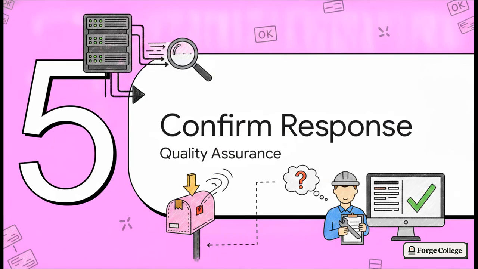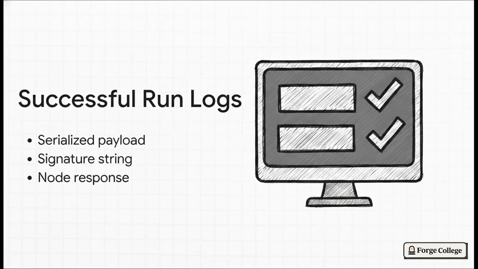Let's look at Section 5, confirming the network response. A little quality assurance. Because a good engineer never just drops a package in the mail and walks away, right? So let's check our server logs. In a successful run, your logs should show 3 distinct things. First, the serialized payload itself. You want to log this so you can inspect the exact binary if things ever go wrong. Second, that 88-character signature string we just talked about. And third, a confirmation response directly from the node indicating the transaction is actually finalized. Seeing all 3 of those means your assembly line worked flawlessly.